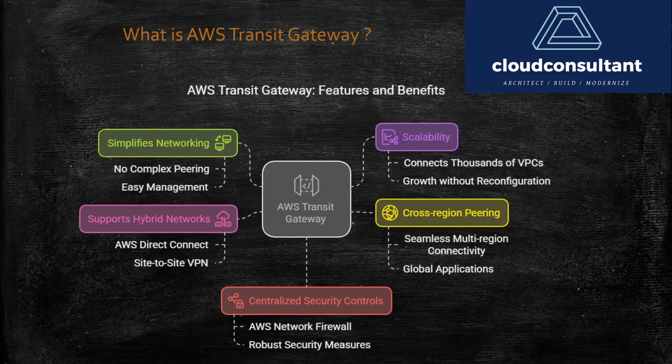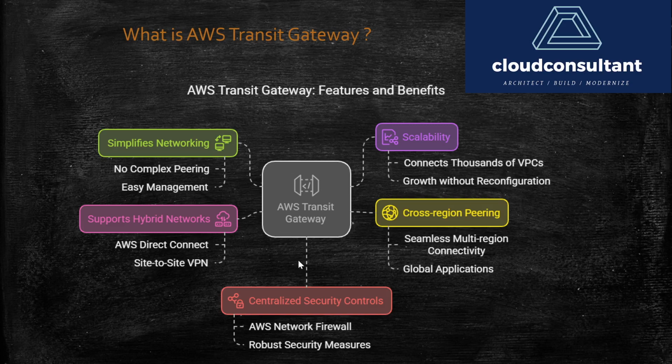In today's video, we are going to talk about how to set up a scalable and secure centralized NAT gateway using Transit Gateway to connect your private network across multiple AWS accounts. So before jumping to that, let's understand the key features of Transit Gateway.